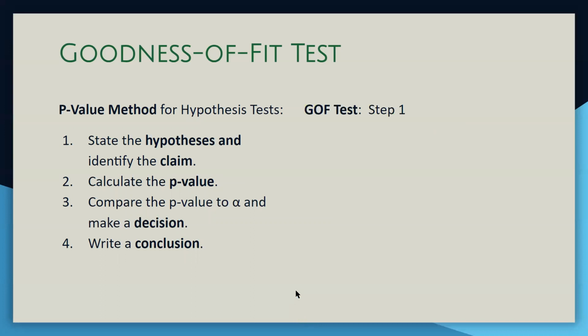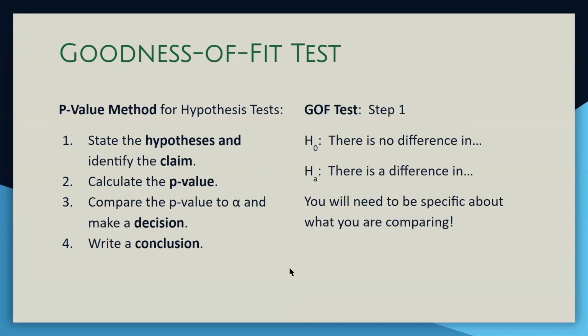For a goodness of fit test specifically, our null hypothesis is that there's no difference in the frequency distribution. The alternative is then there is a difference in the frequency distributions between observed and expected. When you're writing out your null and alternative hypotheses, you should be specific about what frequencies you're comparing or what distributions you're comparing. And you should use the wording that's used in that word problem. We're going to do a few examples in just a second so you can see what that looks like in terms of a real problem.